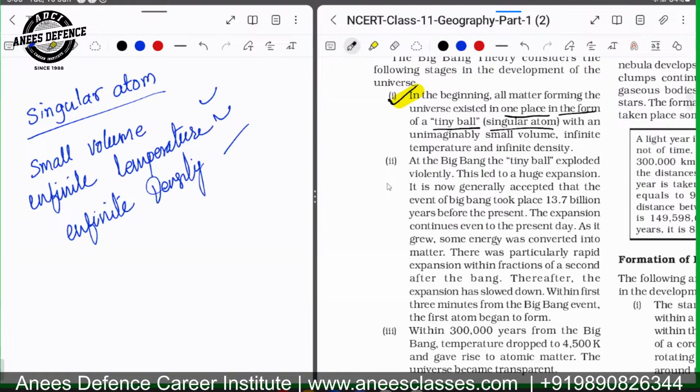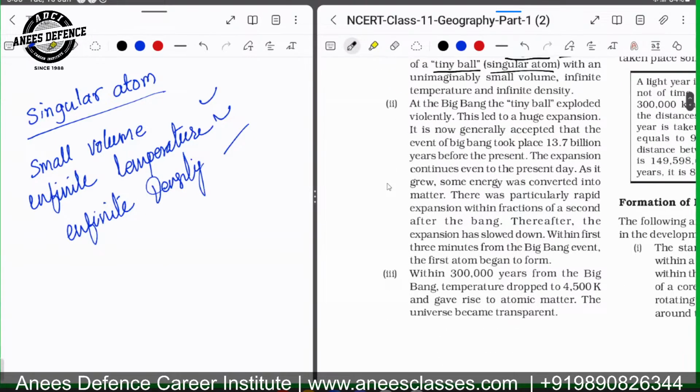So there was particularly rapid expansion within the fraction of seconds after the bang. जब यूनिवर्स का एक फ्रैक्शन ऑफ सेकंड में वो एक्सप्लोड हुआ, तो बहुत फास्ट रिएक्शंस होने लगे. Thereafter the expansion slowed, or afterwards the speed of the expansion slowed down.